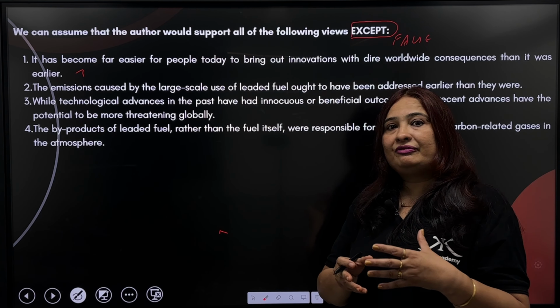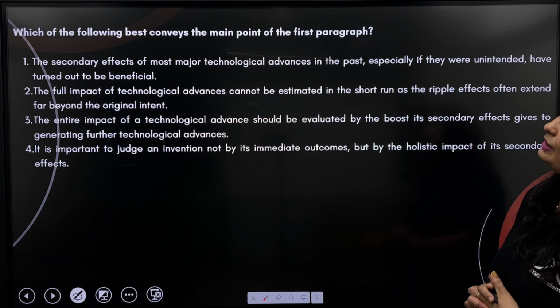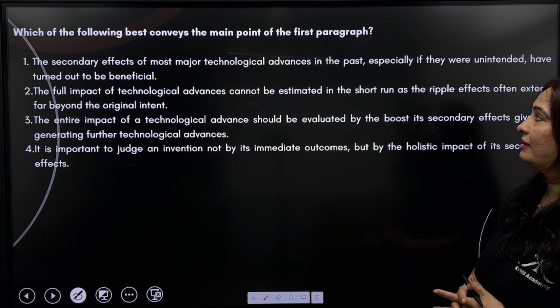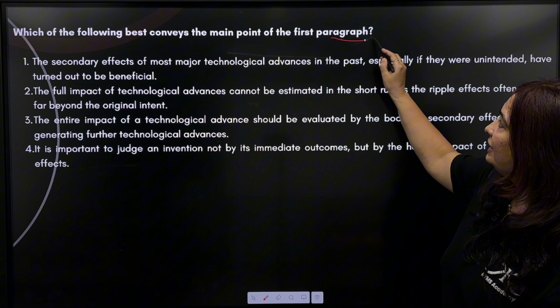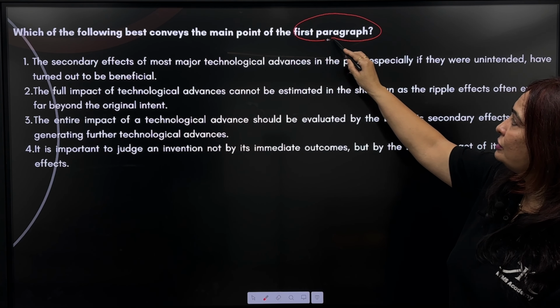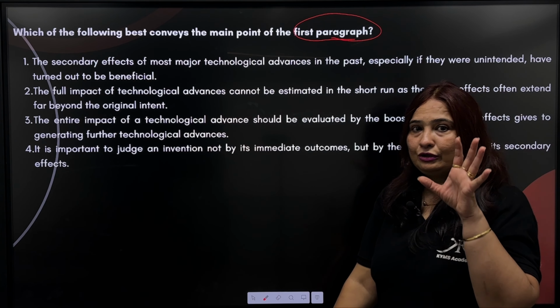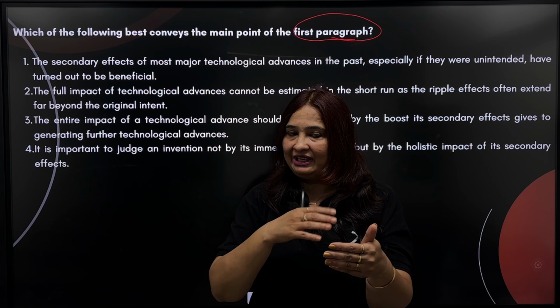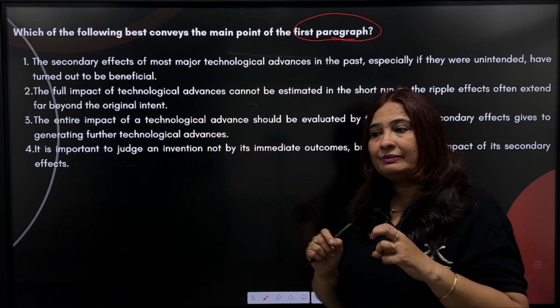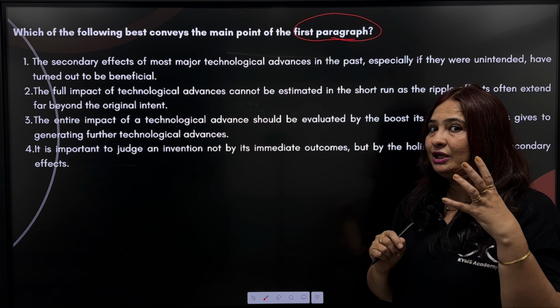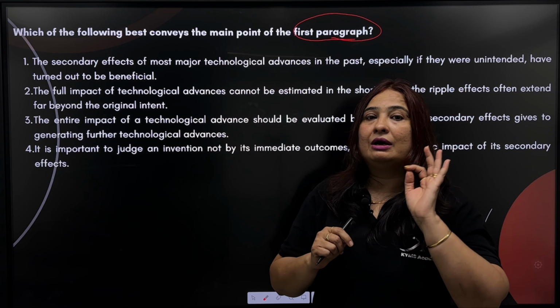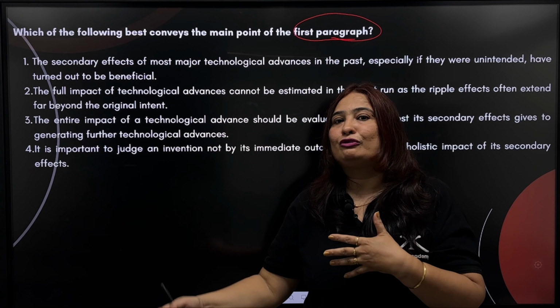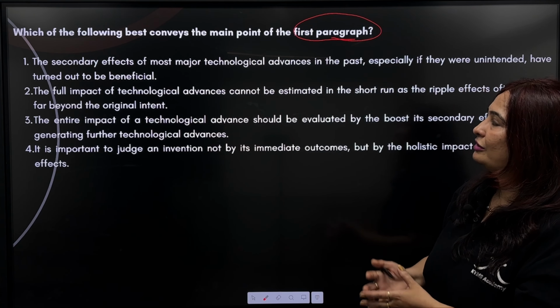Question 3. Which of the following best conveys the main point of the first paragraph? Now you see, here we have to simply go back to the first paragraph and then verify the options. Okay, this means our range of answering the question is only paragraph 1. It means you cannot go out of the range or out of the scope.